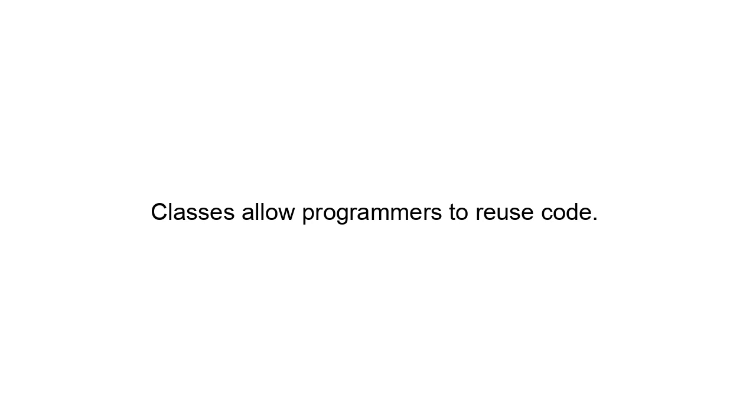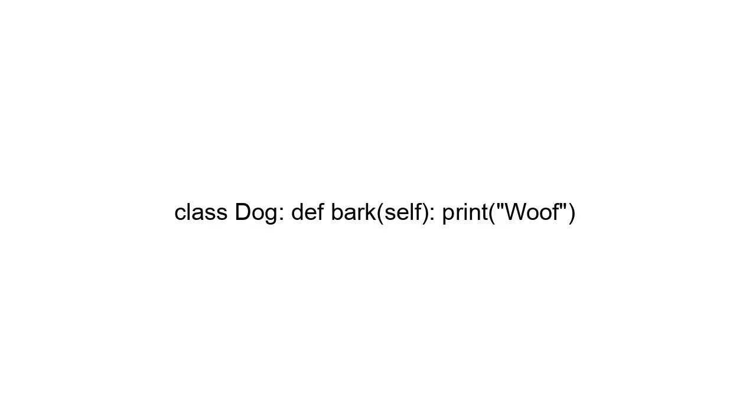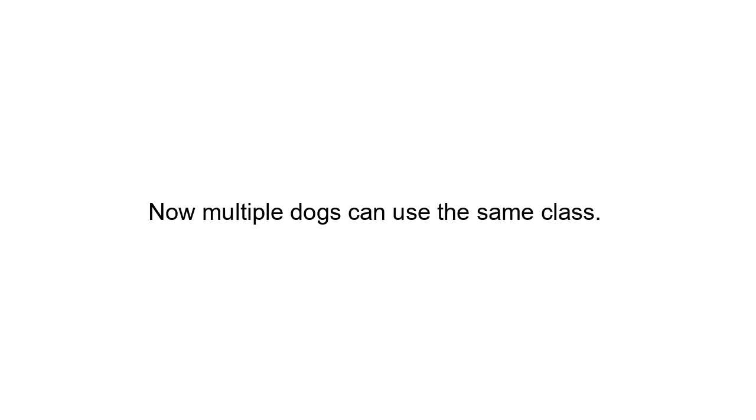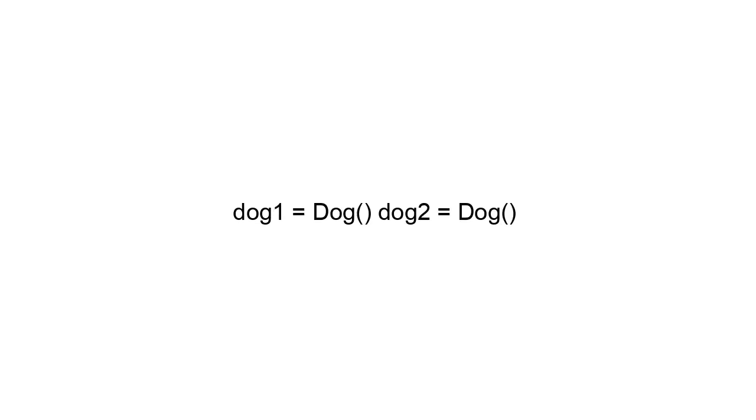Benefit 2. Reusability. Classes allow programmers to reuse code. Example. Class Dog. Def bark. Self. Print Woof. Now multiple dogs can use the same class. Dog1 equals Dog. Dog2 equals Dog. Dog1.bark. Dog2.bark. The same logic works for many objects.